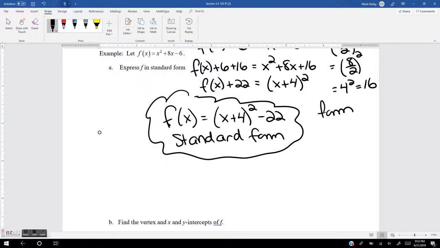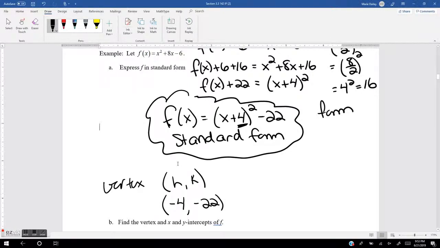Like in part B, it asks us for the vertex and the x and y intercepts of the graph. Well, as I take a look at this, the vertex is given to me exactly through the equation, all right? It is (h, k). Now remember, this 4 is your h. But to be in standard form, you need to change the sign. So you're going to change the sign there and make it into a -4. And then the k sign stays correct. So that's going to be a -22. So my vertex then is at (-4, -22).